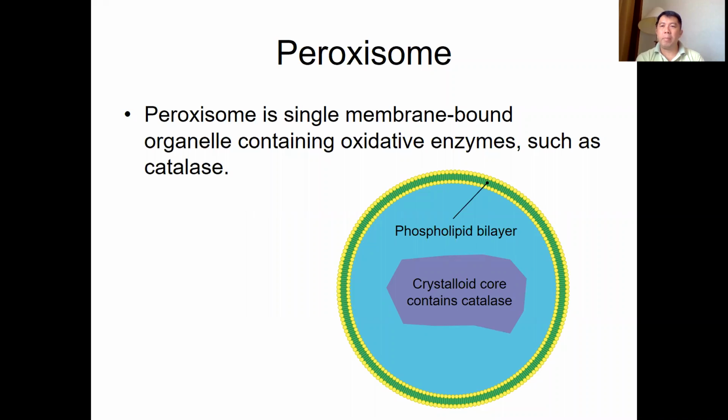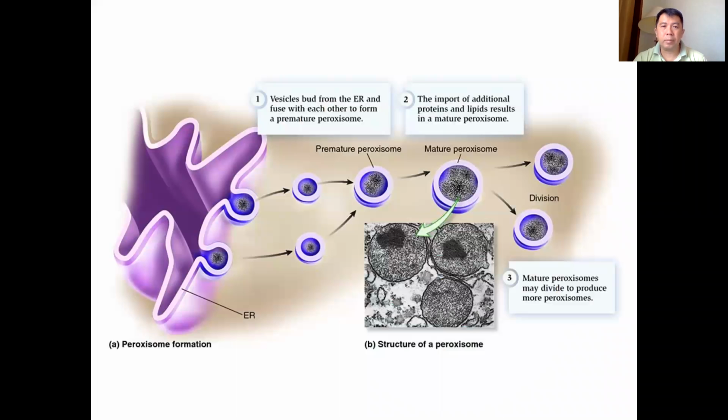Peroxisome is a single membrane-bound organelle containing oxidative enzymes such as catalase. This is different to lysosome. Lysosome contains hydrolytic enzymes, whereas peroxisomes contain oxidative enzymes.